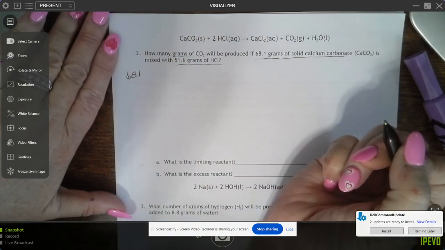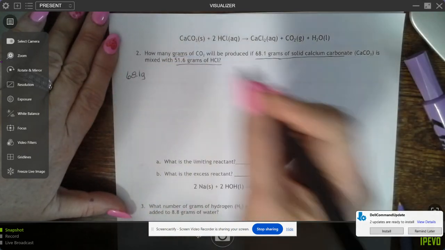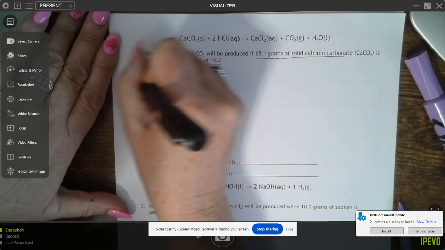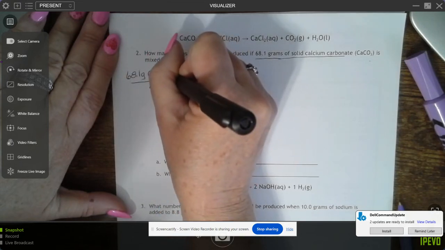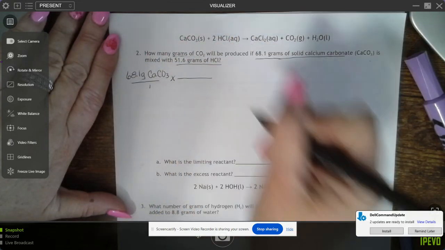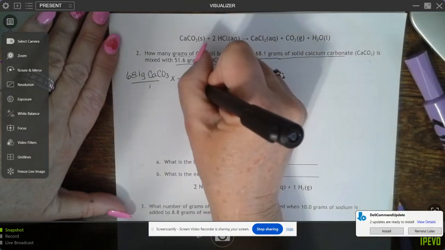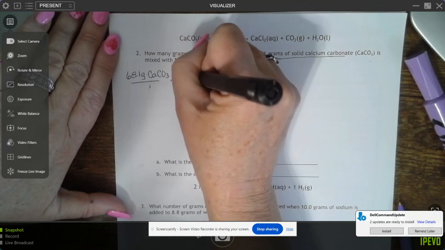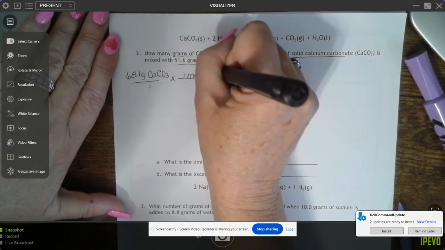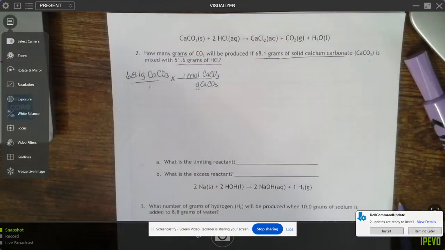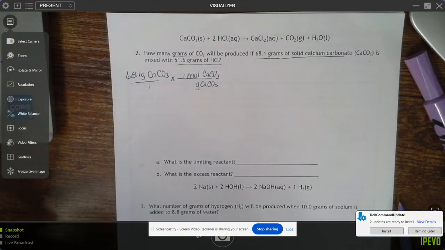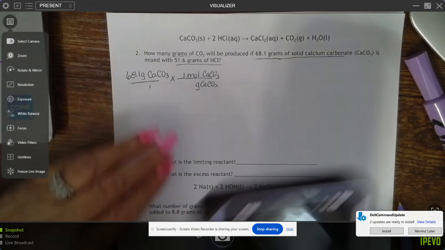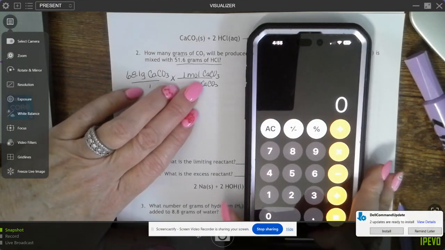This is the same three steps we've been doing over and over. So 68.1 grams of calcium carbonate, that's CaCO3. Then we need to convert. Remember, the first thing we need to do is convert from grams of calcium carbonate to moles of calcium carbonate. And remember that 1 mole of calcium carbonate is equal to the molar mass in grams.